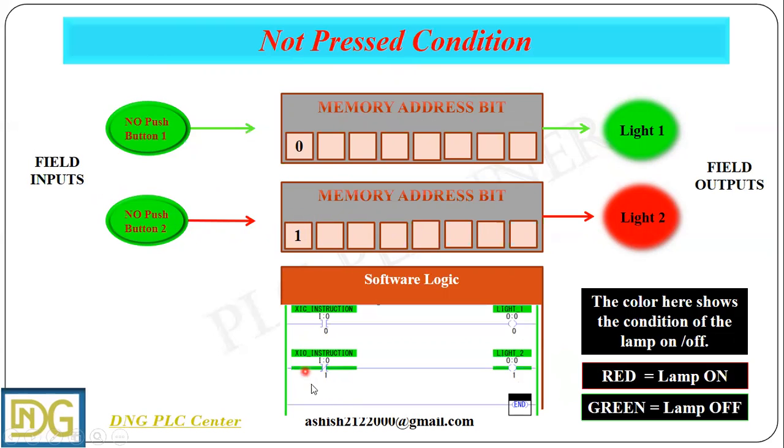Because here we will connect an XIO instruction, which works oppositely from our XIC instruction. So it will send the signal to our output, and our output will turn on. The color here shows the condition of the lamp on and off. Red is the lamp on condition, and green represents our lamp off condition.